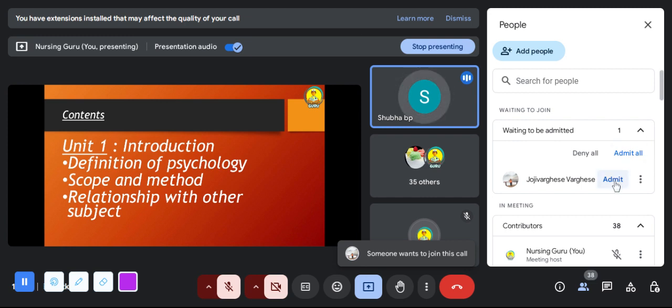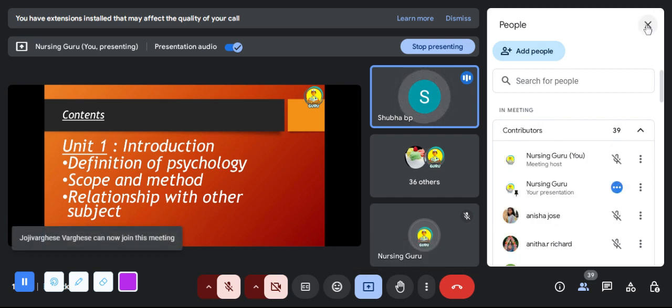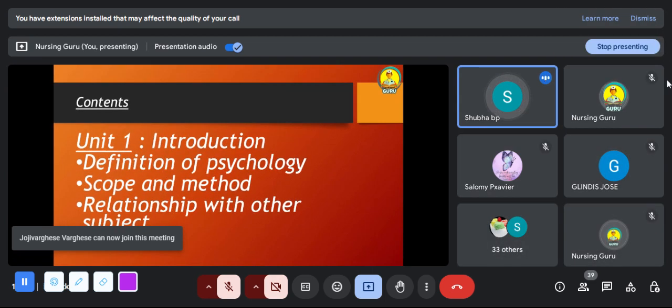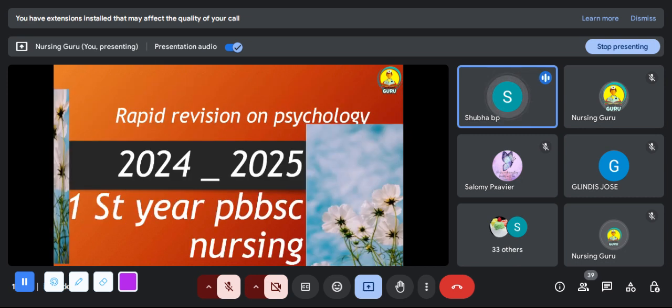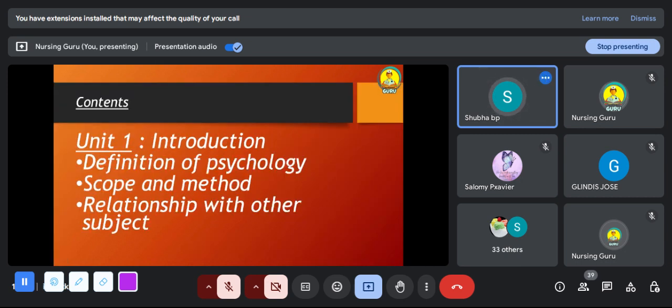Okay? So, coming to the psychology subject, first we can discuss what is the syllabus for the 2024 batch. According to the RGHS, Rajiv Gandhi University, the syllabus of first year nursing psychology includes a total of 12 units. Okay, so in the 12 units, the first unit is introduction.